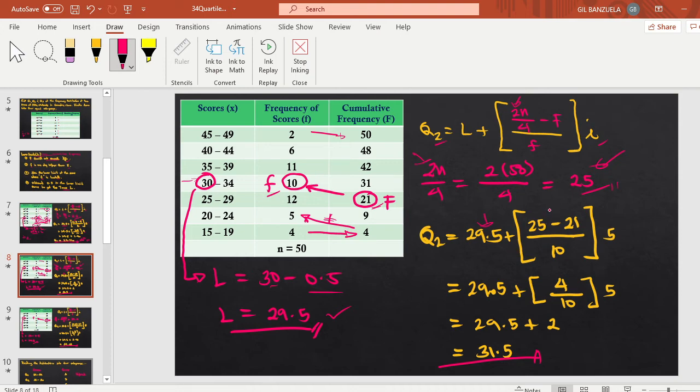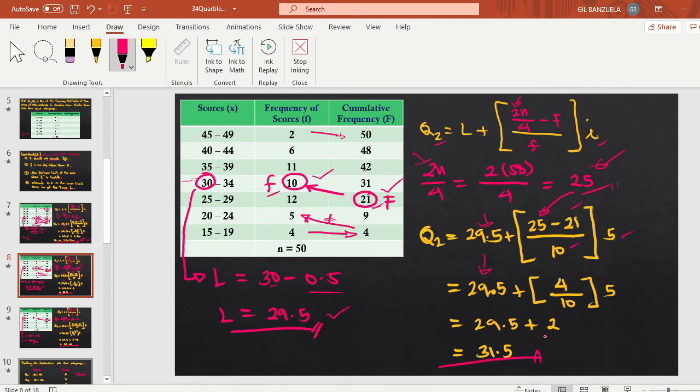Of course, your twice n over 4 is equal to 25, and your cumulative frequency is 21. Alright, and the frequency where the lower limit is located is 10, that's why we have 10 here. And of course, the class interval is 5. Then let's simplify. So bring down 29.5, then 25 minus 21 is equal to 4 over 10, then times 5. Okay, then simplifying, 4 over 10 is 2 over 5, then 5 is cancelled, so what is left is 2.